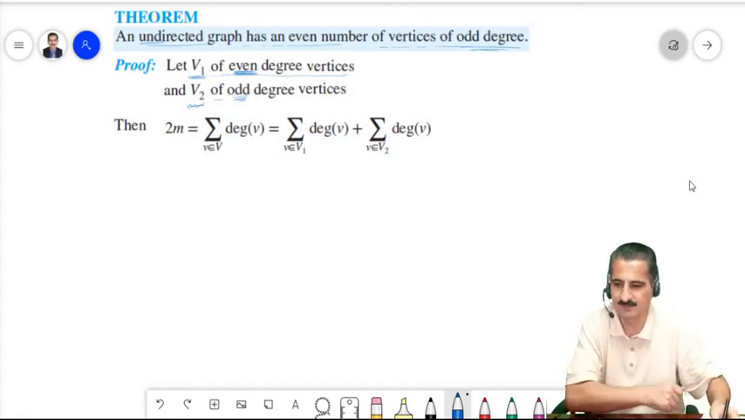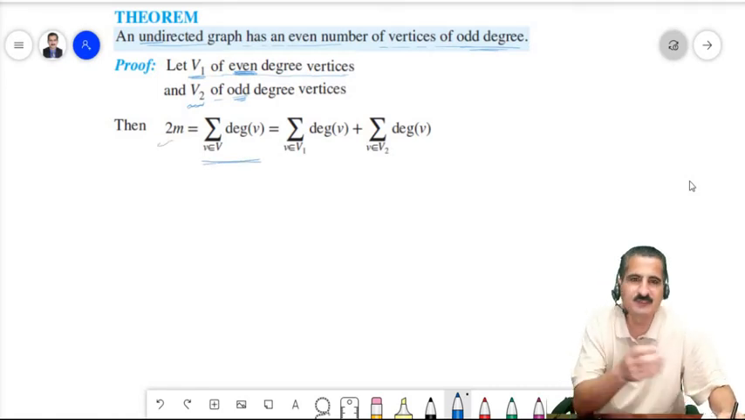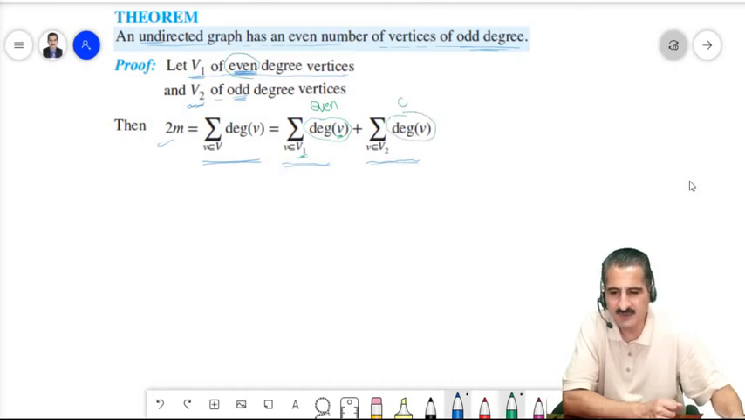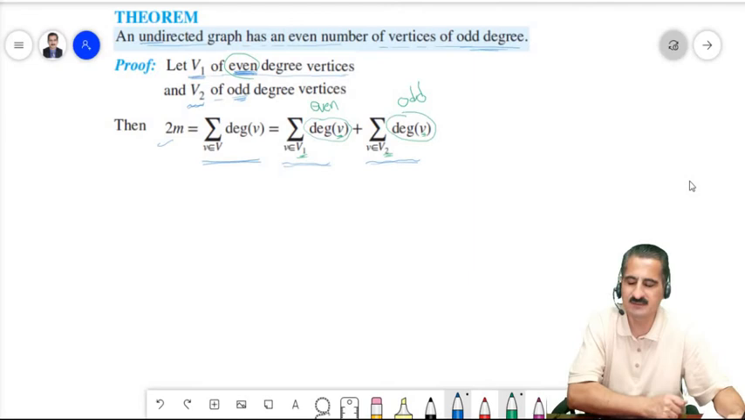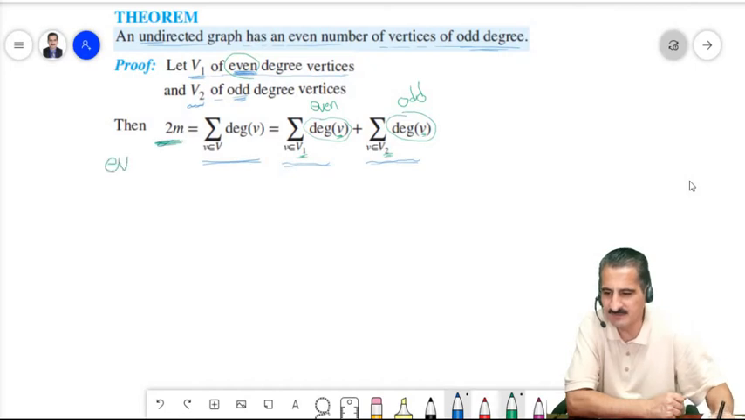Now what happened? This summation here, which equals 2m, will be split into two summations: the summation of the degrees of the vertices with even degrees and the summation of the degrees of the vertices with odd degrees. Now, this number here is always even, right? Because this v is coming from V1, which has even degrees. And this number here is odd, because this v is coming from V2, where vertices have odd degrees. Now look what happened here. The number to the left is even. It is 2m. So all this must be even.